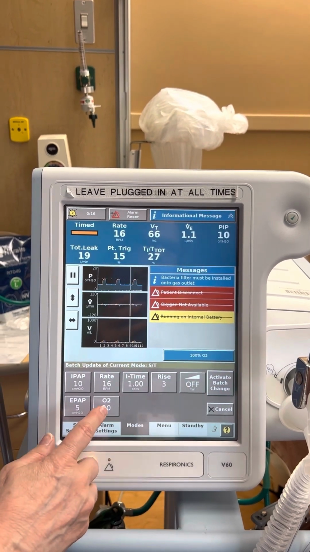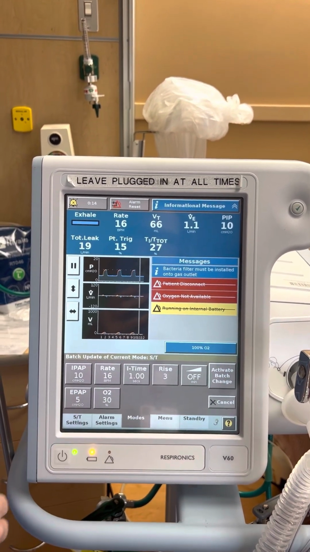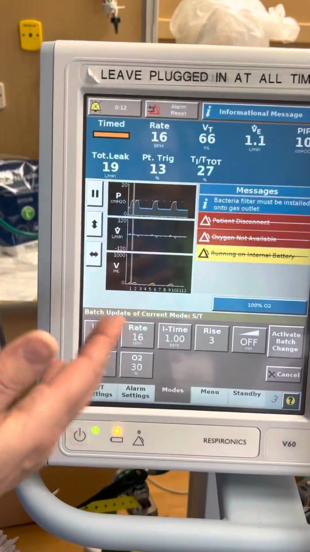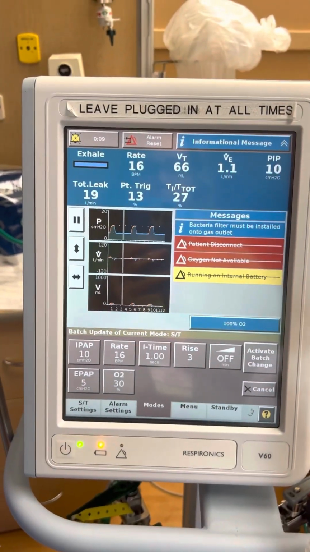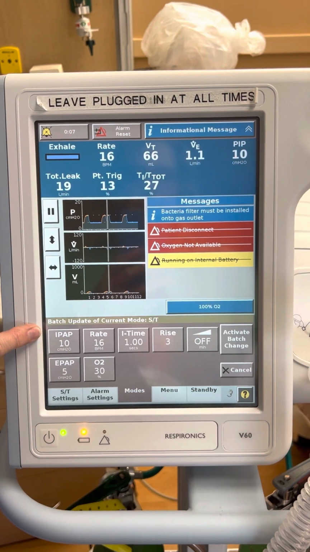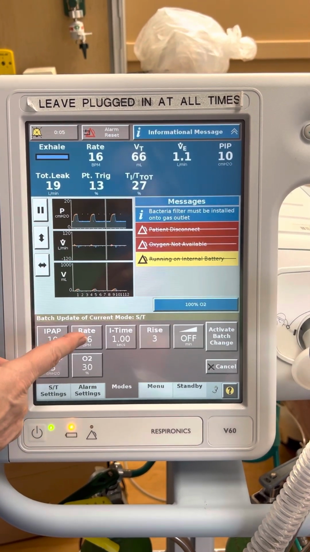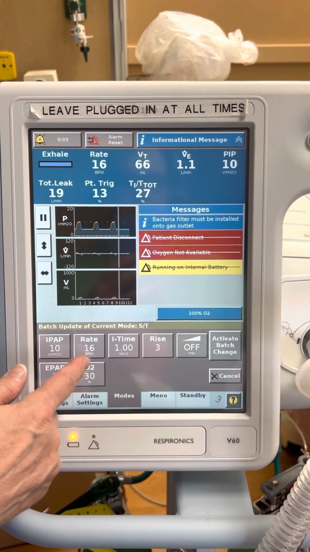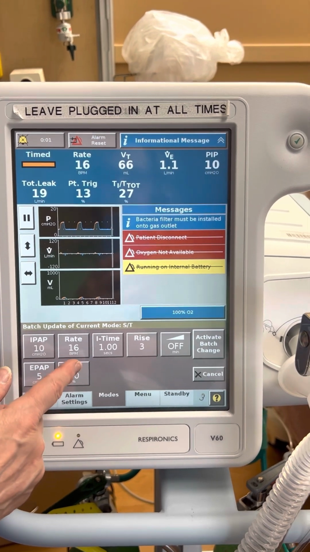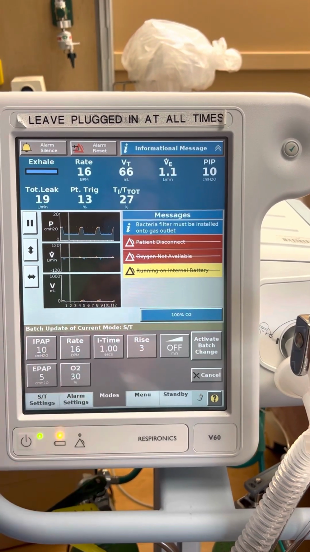Then you have your oxygen right here, okay? So if it's a typical BiPAP and it's just somebody, let's say they come in with CHF, if you do a 10/5, a rate of 16, and FiO2, just guide that by your SAT. This would be great settings.